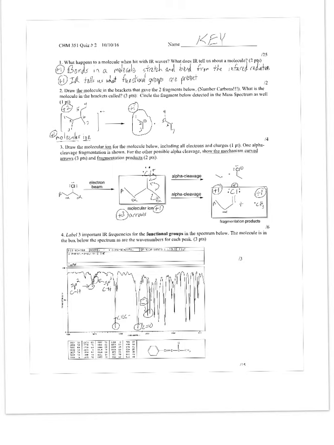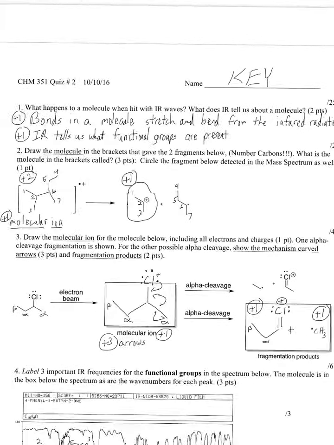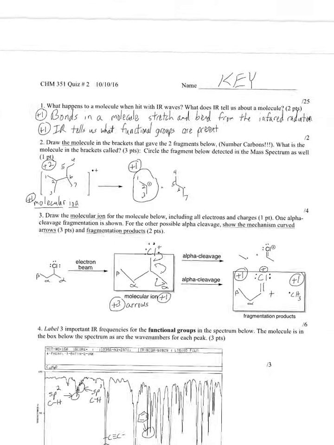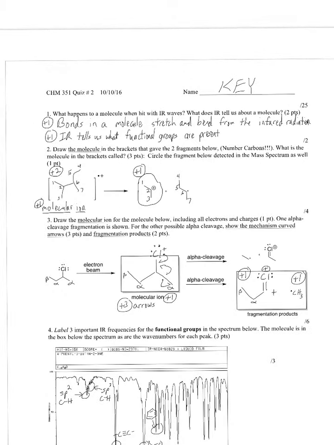Alright, here we're going to take a look at quiz number 2 from 2016, Unit 2. The key for this. First question here is asking us, what happens to a molecule when hit with IR waves? What does IR tell us about a molecule? What happens in IR? Bonds in a molecule stretch and bend from the infrared radiation that hits it. And IR tells us about functional groups that are present.